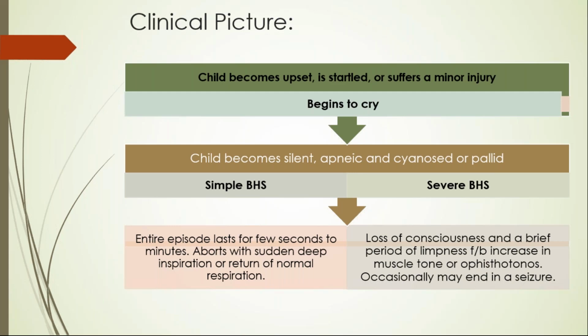So what happens is, when he begins to cry, at the peak of inspiration the child becomes silent. So there is usually a trigger, that is the child becomes upset or startled, then the child begins to cry, and after that the child becomes silent. So there is a sequence of events which takes place, which would not be the case in other things like seizures or something like that. So you need to differentiate.